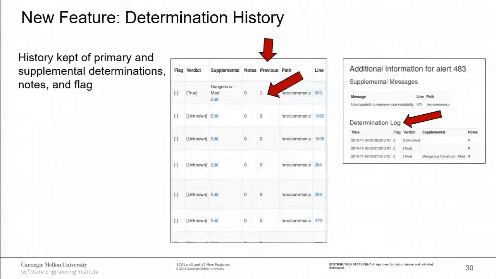Another new feature includes determination history. History is kept of primary and supplemental determinations now, of notes, and of the flag value. As shown in the middle screenshot from the list of alerts, there's a new column with the label "previous" that counts the number of previous audit determinations that have been made for that alert or meta alert. In this case, what's pointed to is 2.